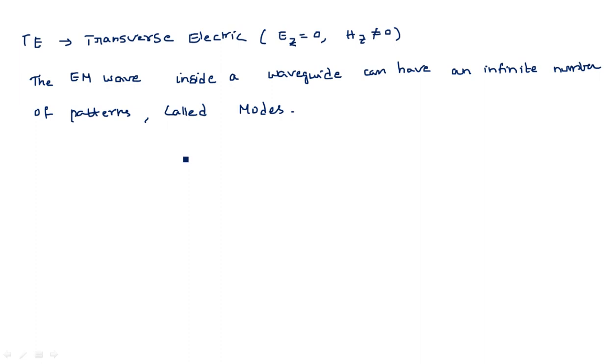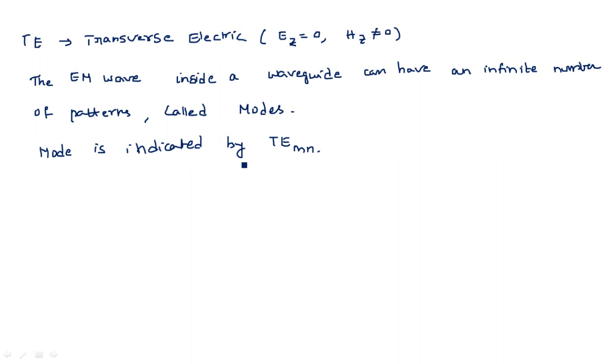A mode is given with numbers, generally M and N. The mode is indicated by TEMN. In case of TM, it is TMMN. In case of TE, it is TEMN.